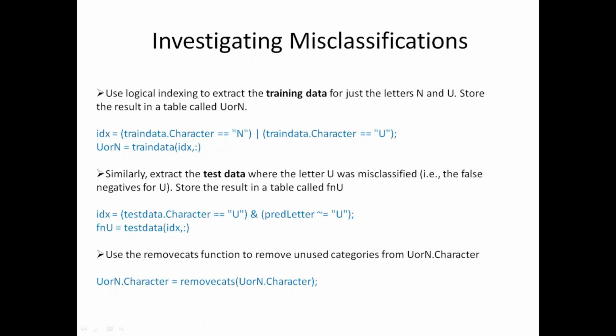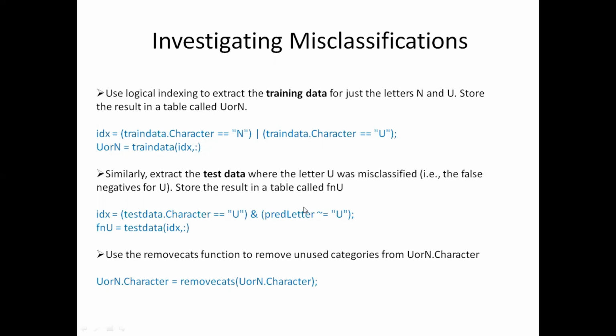To do that, we will extract the training data for the letters n and u from the training data set. We will obtain the list of training data only for the alphabets n and u, and I am storing it in the variable u or n. This is done by a simple logical comparison, where train data dot character is equal to n, or train data dot character is equal to u.